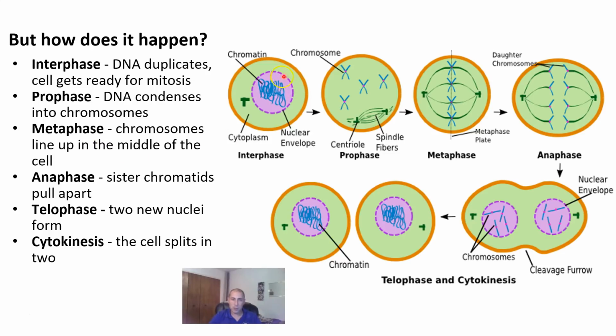So in interphase, notice we have our nucleus, and the DNA is all loose in chromatin, right? In prophase, notice we don't have any nucleus anymore. It's disappeared. That nuclear envelope has disappeared. And now, instead of being strands of DNA, it's organized into these chromosome shapes. And that's part of organizing.